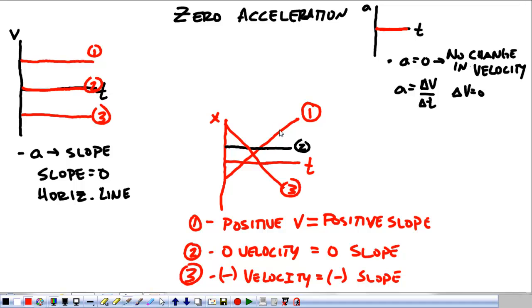All of these slopes are still constant because this velocity is constant. They're not changing slopes, but positive velocity gave me a positive slope. 0 velocity gave me a 0 slope. Negative velocity gave me a negative slope. These are all the things that we can get with 0 acceleration.